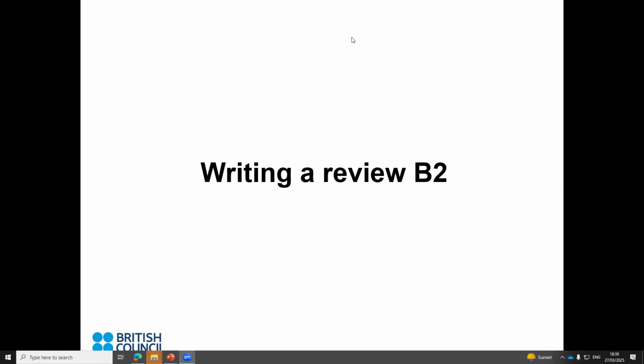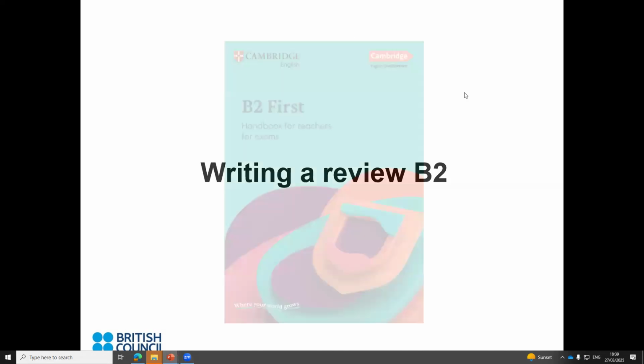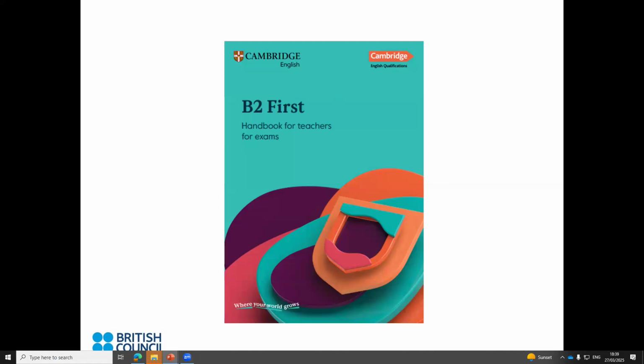Writing a review at B2 level and above. Well, before we start, I'd just like to introduce you to an excellent resource from Cambridge English. It is, of course, the B2 First Handbook for Teachers. And in the handbook, you'll find not only a description of the tasks, including the review, but also some sample answers and some useful teaching strategies and tips to help you help your students.